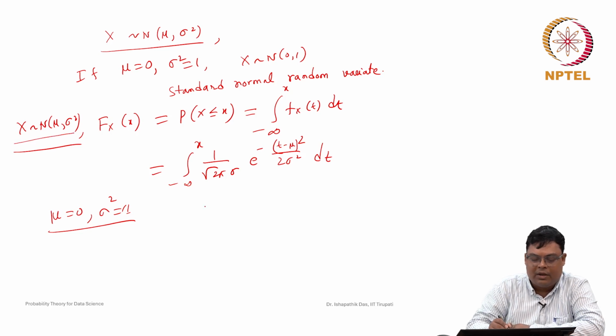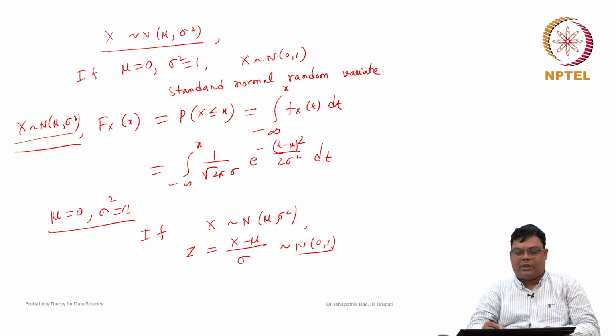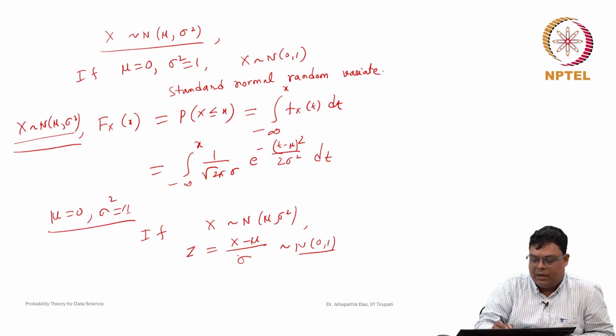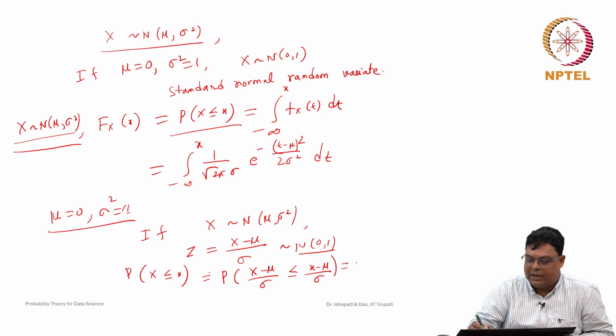So that transformation is like this. If X is normal with mu and sigma square, then Z equal to X minus mu divided by sigma, the square root of sigma square, will have a normal 0, 1 distribution. This transformation is useful because if you want to find the cumulative distribution function, suppose the probability that X is less than or equal to x, it equals the probability that X minus mu by sigma is less than or equal to x minus mu by sigma. This is nothing but Z, so the probability that Z is less than or equal to x minus mu by sigma.